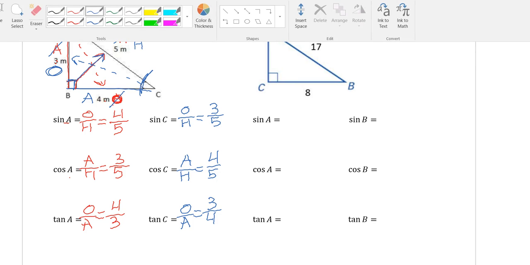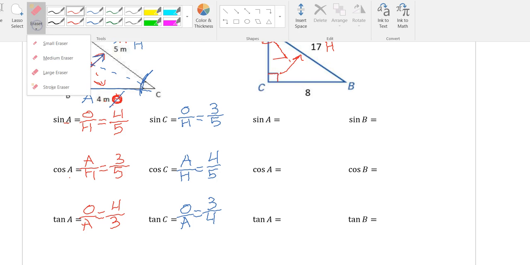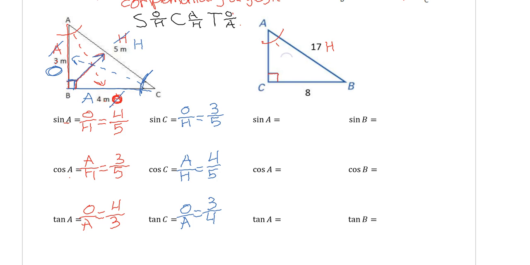Again, I'm finding the sine of A, cosine of A, and tangent of A. So I have my right angle. Across from that is my hypotenuse. I'm looking for A first. Something weird happened there. So across from my right angle is my hypotenuse. Across from my angle is my opposite side. Between the two is my adjacent side.